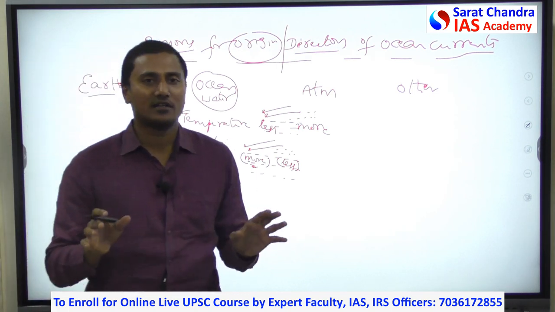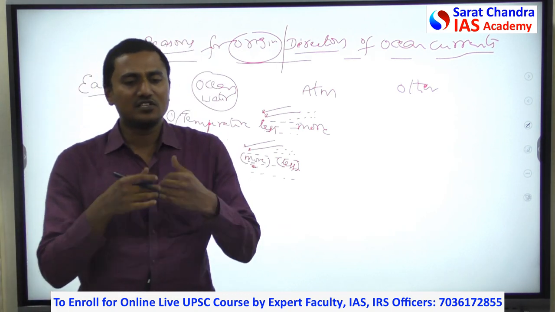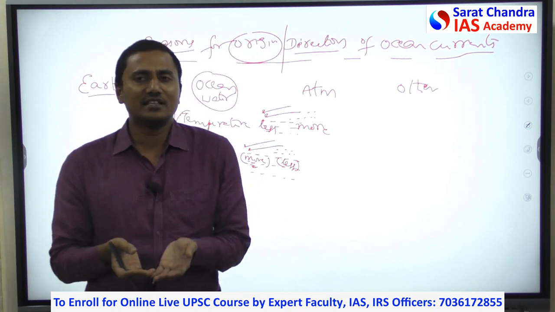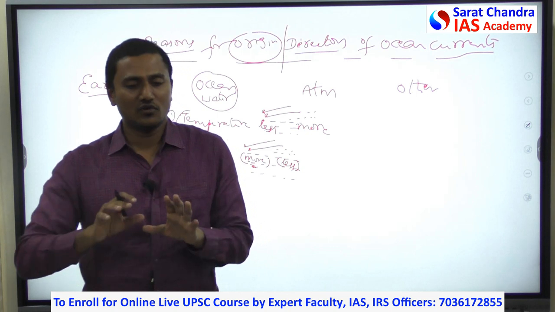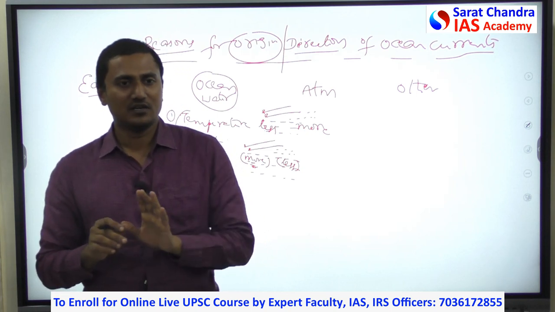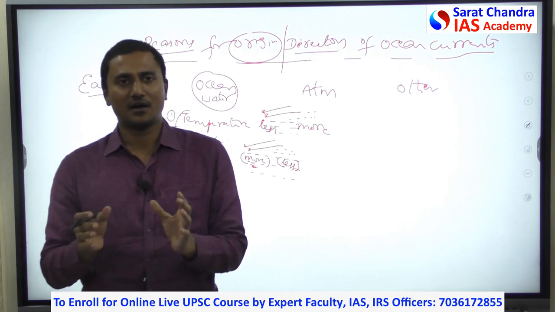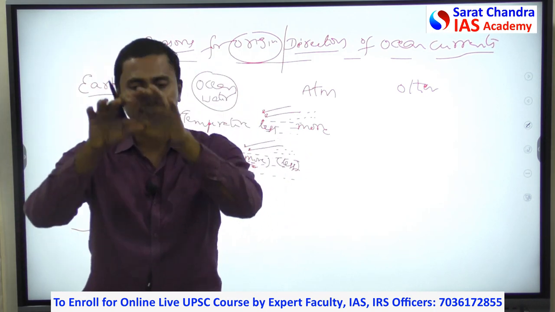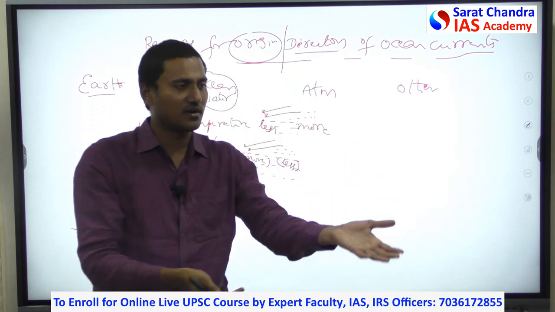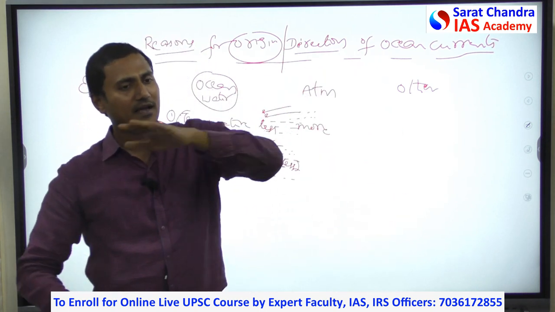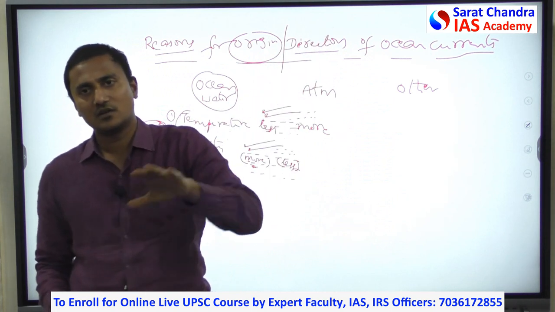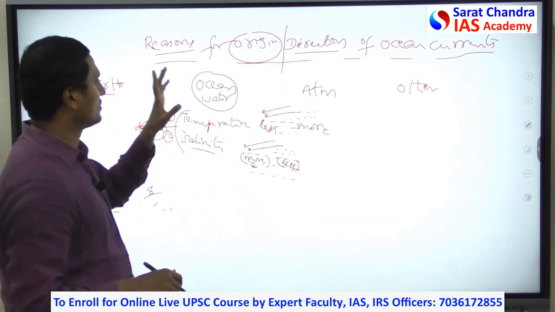Actually, it is the density of water. If temperature is more, density will reduce. If salinity is more, density will increase. So you should not look at temperature and salinity separately. Combine them. Look at the overall density of water. Wherever density is more, water will sink. Where density is less, water will slightly rise. Hence, ocean currents flow from less dense water to more dense water. This is the concept of ocean water.